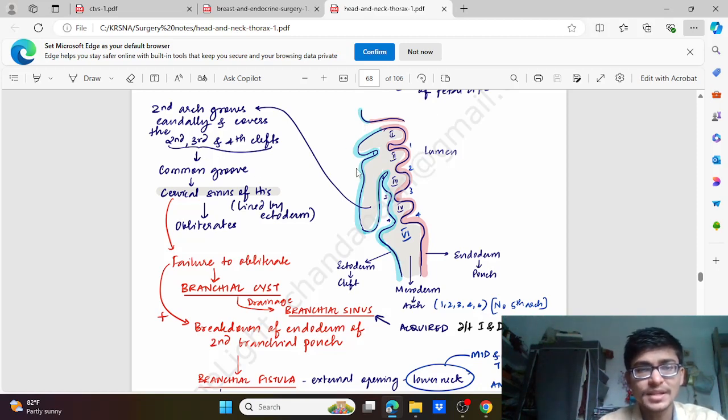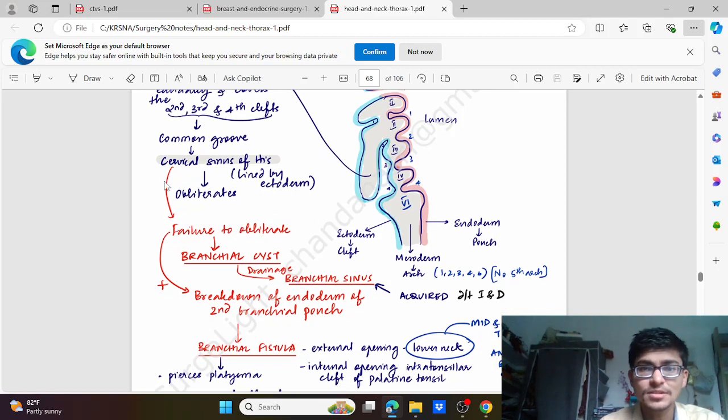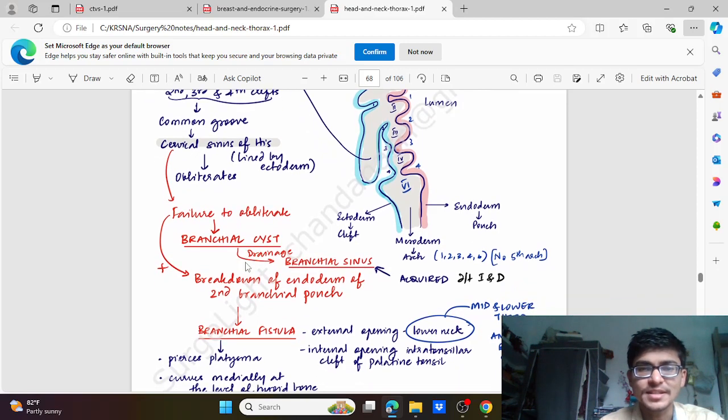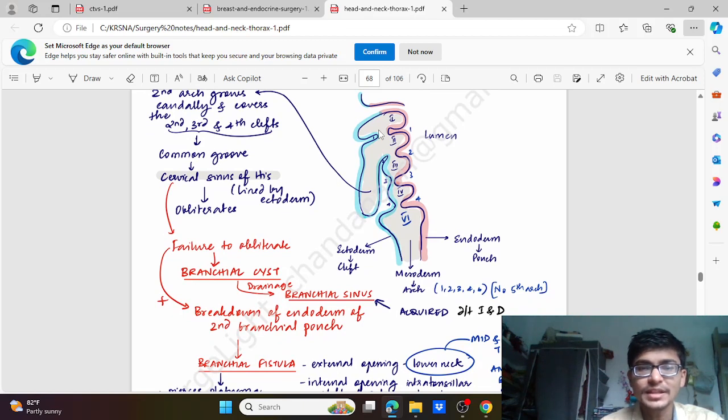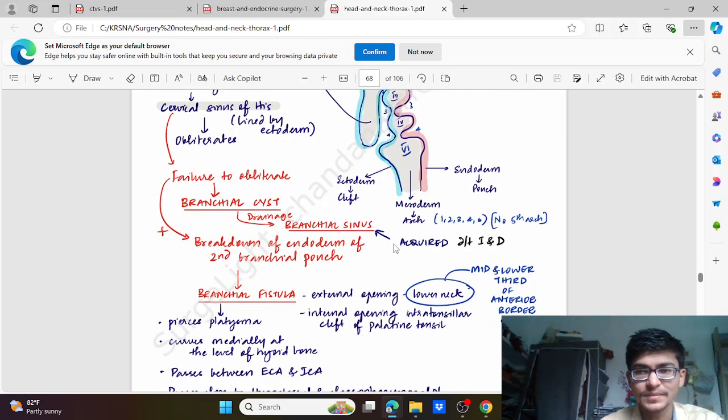So the second arch covers the second, third and fourth cleft and forms a groove known as the cervical sinus of His, which is lined by ectoderm and normally obliterates. If this does not obliterate, it will result in a branchial cyst. Post drainage, there is a chance it might become a branchial sinus. And if the endoderm of the second branchial pouch breaks down, it will lead to a branchial fistula.